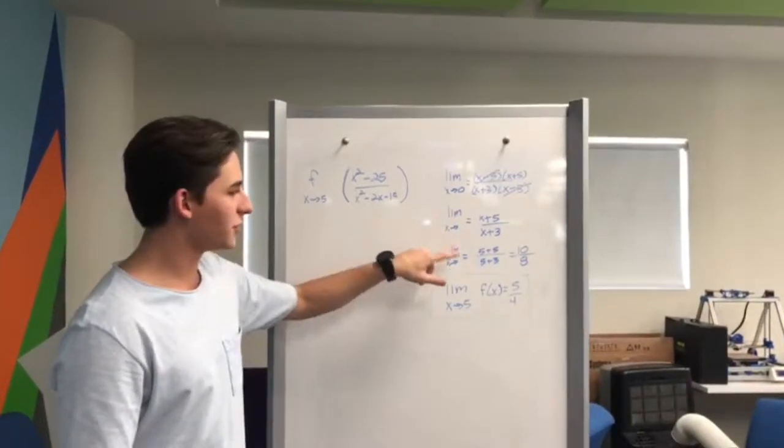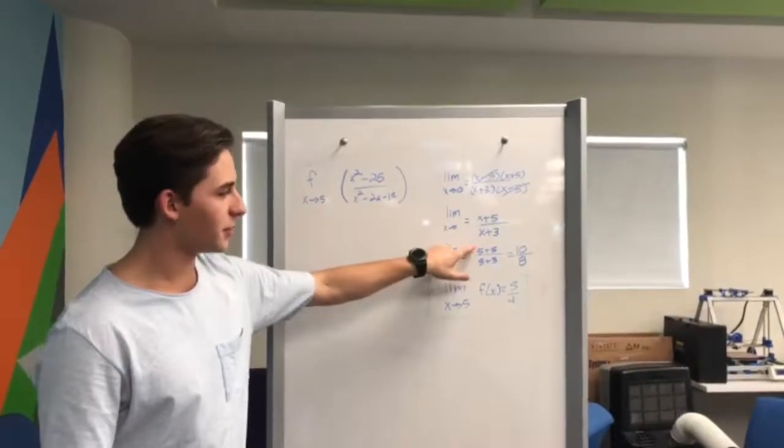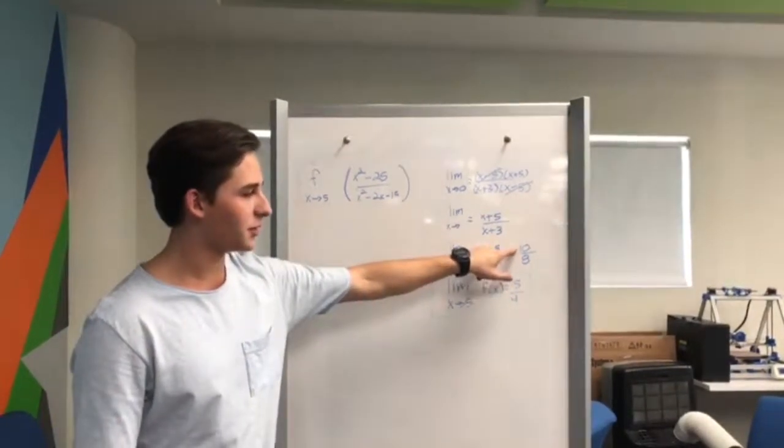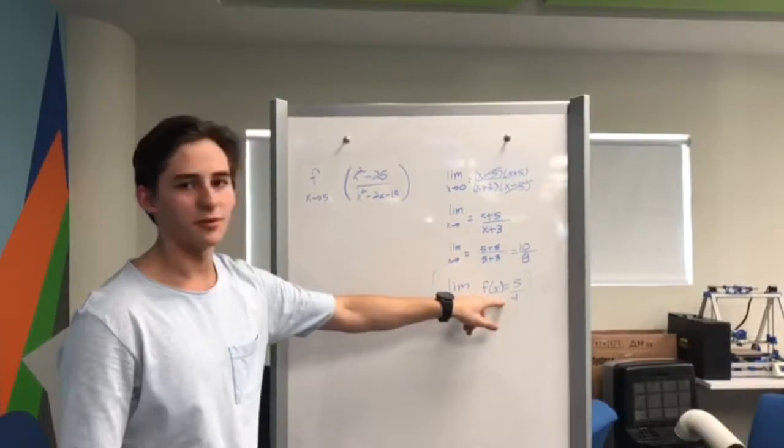So you put the limit, which is 5, here on the x's, and you remain with 10 over 8, which is 5 over 4, simplified.